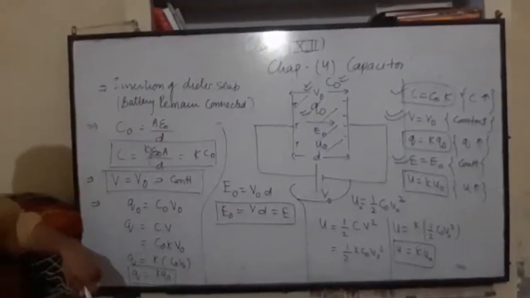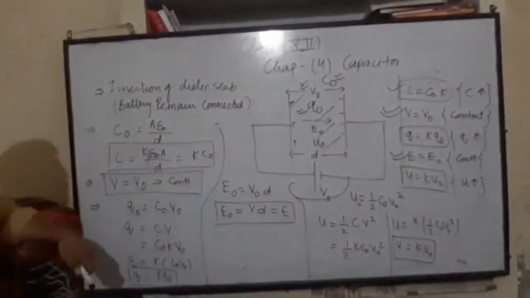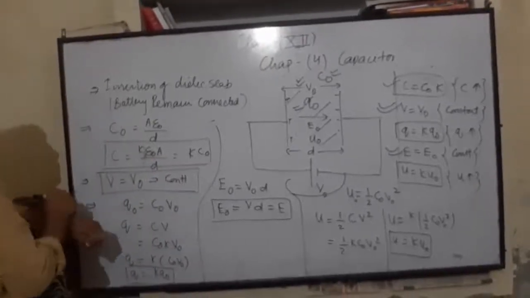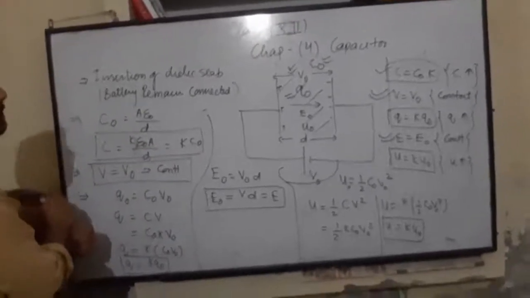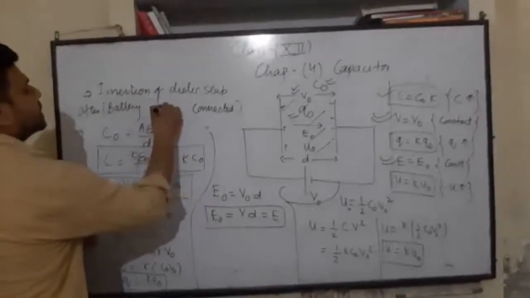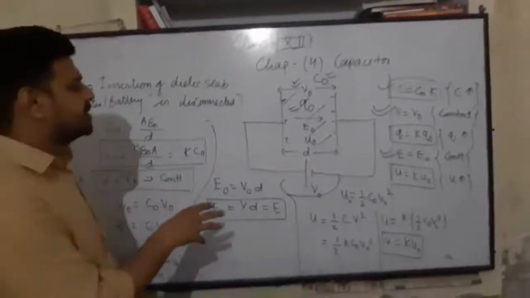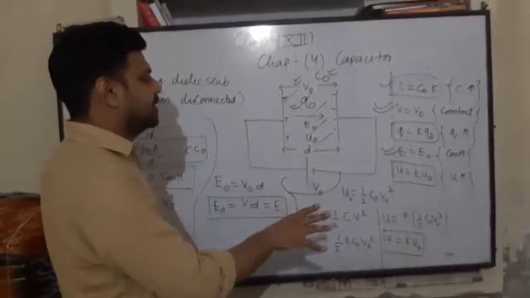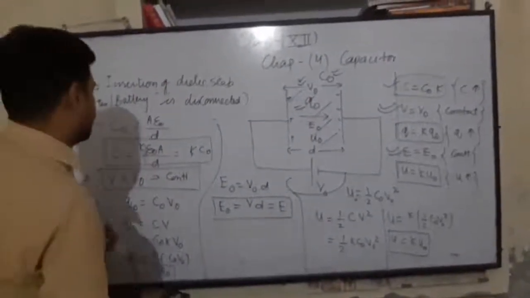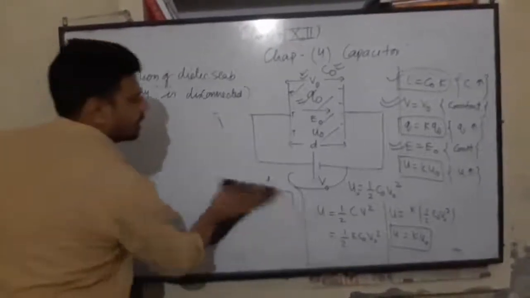Now we will discuss what will happen to these parameters if the battery is disconnected. Insertion of a dielectric slab after the battery is disconnected. First we charge this capacitor and disconnect the battery, and then we will place a dielectric slab. Now we will see how the parameters change.